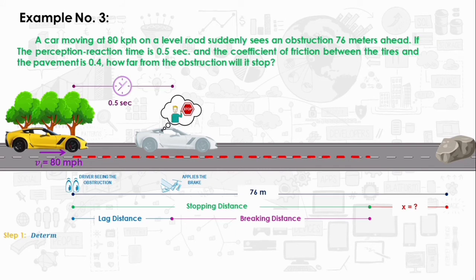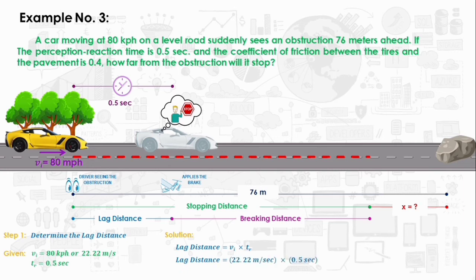First, we have to determine the lag distance given the initial velocity of 80 km per hour or 22.22 meters per second and reaction time of 0.5 seconds. Using the equation lag distance equals the initial velocity times the total reaction time, or 22.22 meters per second times 0.5 seconds, we have lag distance of 11.11 meters.